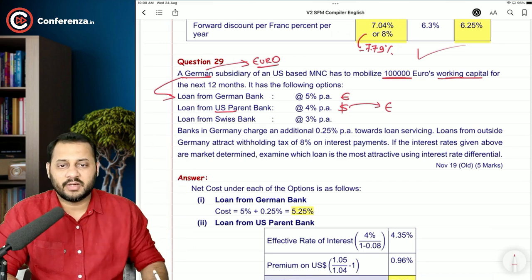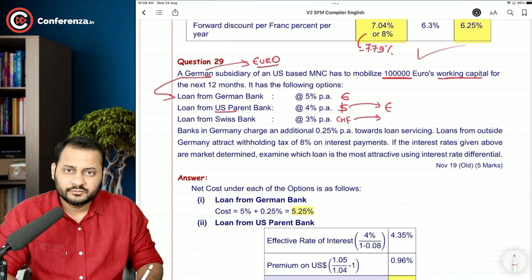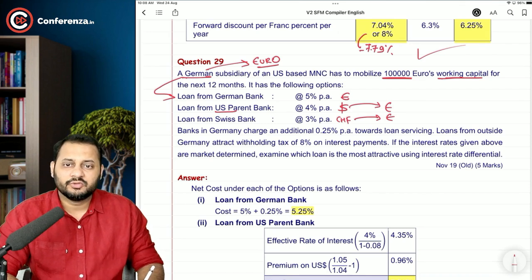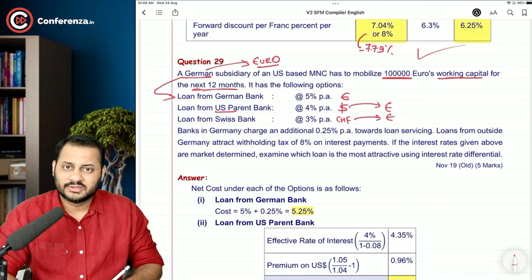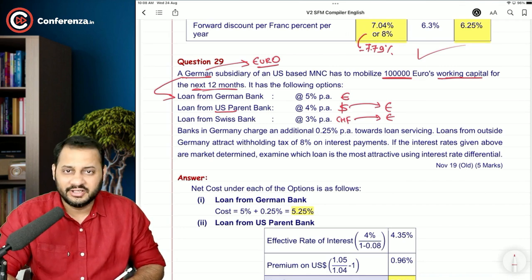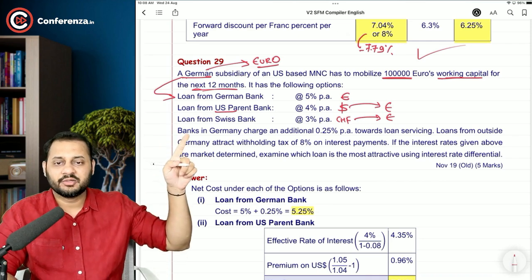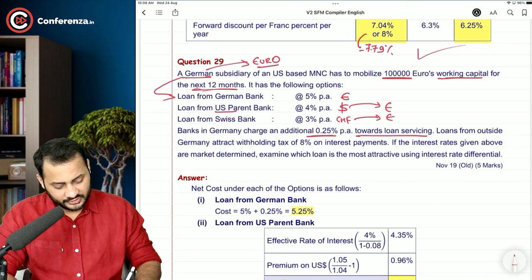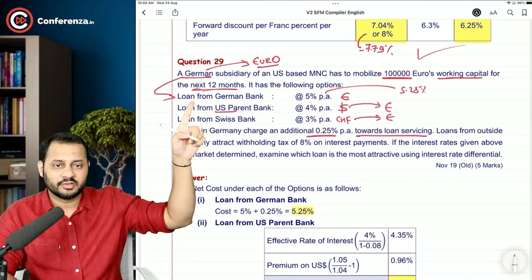Loan from the Swiss bank. If we take the loan from the Swiss bank, it will be CHF, Swiss franc, that we are going to borrow, and then converting it to euro. The interest rates per annum are given to you, and we need it for 12 months as well, so there is no need to convert the interest rate. That will make the answer easy. Banks in Germany charge an additional 0.25% towards loan servicing. So it will become 5.25%. Am I right? Only in Germany.